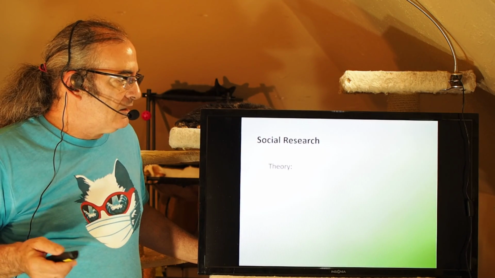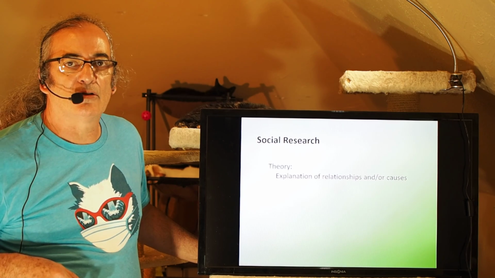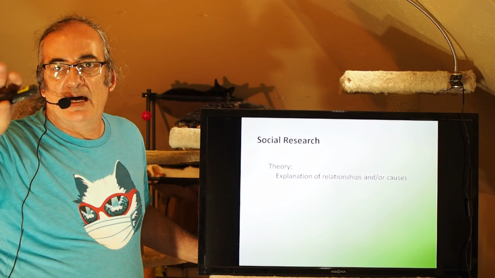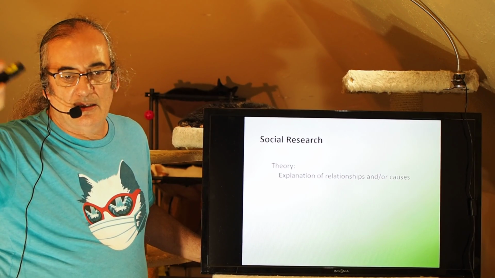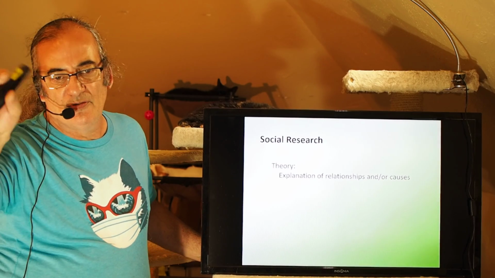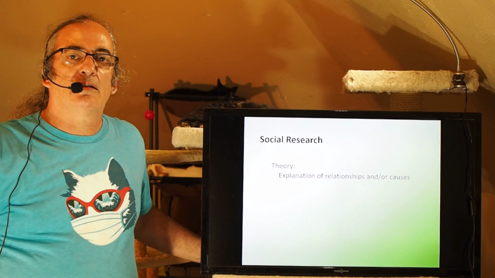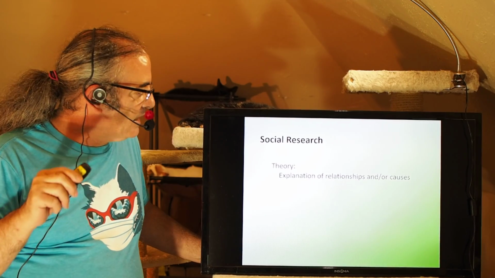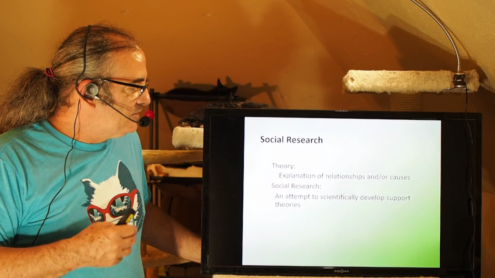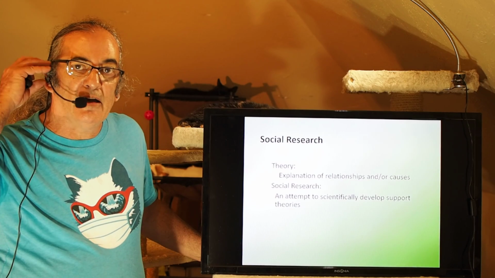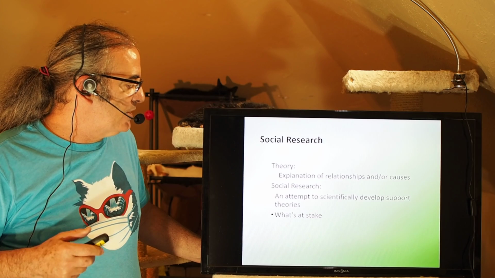So social research starts with a theory, and this is just a simple explanation of relationships or causes, right? So it's put in the dial. I think when we run the paper machine with the dial in this position, the paper is a little less stiff than when we move it here, and it loses some moisture running here, and the paper becomes stiffer. That's kind of a halfway between a theory and a hypothesis. But social research, right, is an attempt to scientifically develop support for our ideas. So what are the effects of racism on children in school? Might be a question that we would ask.